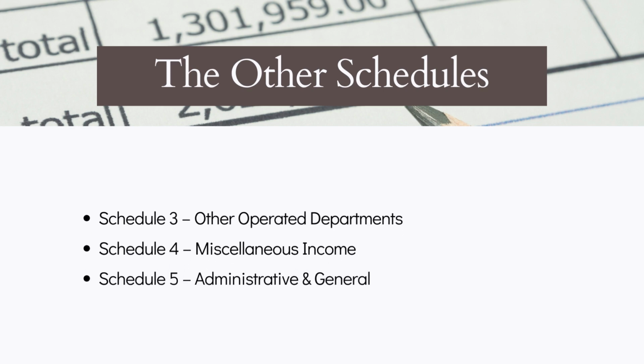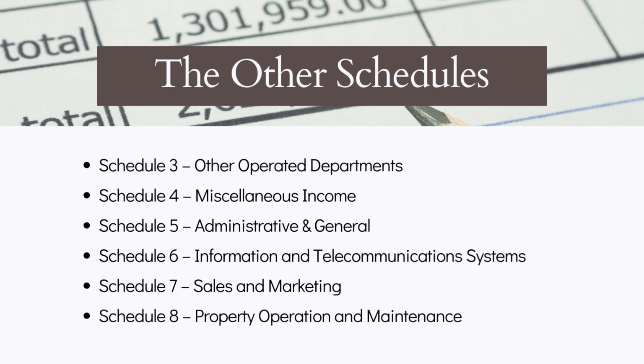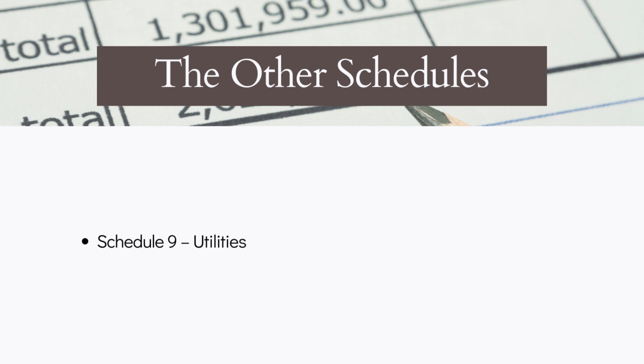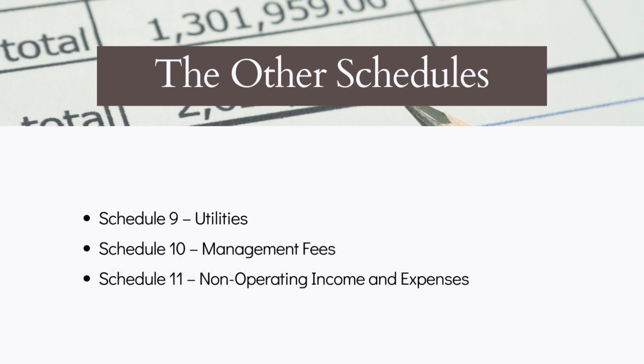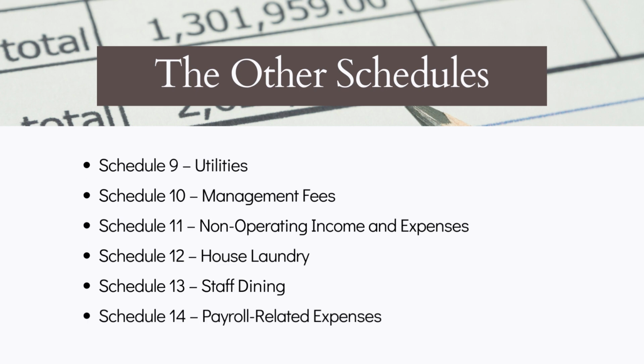Next is Schedule 5, which examines administrative and general expenses, followed by Schedule 6, a dive into the information and telecommunications systems. Schedule 7 takes us into the sales and marketing world, while Schedule 8 focuses on property operation and maintenance. Schedule 9 brings utilities into the picture, and Schedule 10 breaks down management fees. Moving on, Schedule 11 covers non-operating income and expenses. Schedules 12 and 13 look at house laundry and staff dining. Finally, Schedule 14 rounds things off with payroll-related expenses.